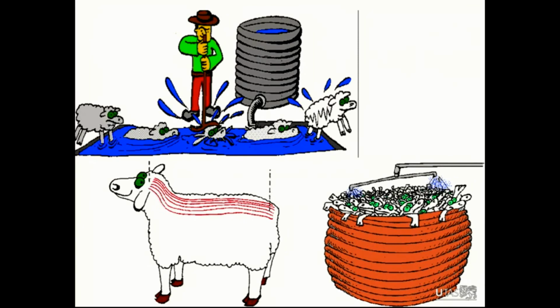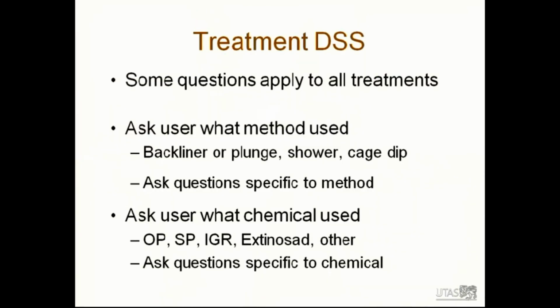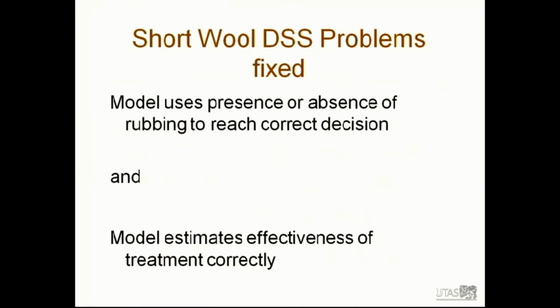So the idea was to ask questions that were appropriate. Some questions do apply to all treatments, like do you actually round up every single sheep on the place and treat them? Others are specific to the method, and a few are specific to the type of chemical that's used. So we had another Bayesian network for treatments, and that fixed our problem with the short wool model so that it uses rubbing correctly to come to an appropriate decision, and it estimates the effect of treatment correctly.